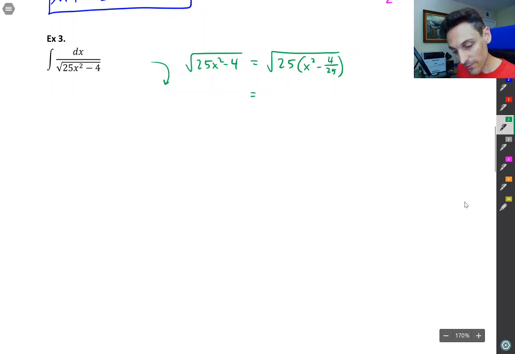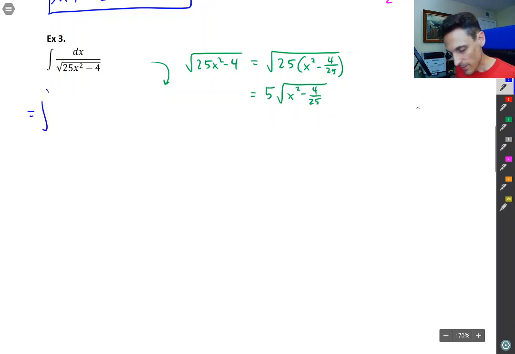Now the square root of 25 is 5, so that can come out of the radical, but the rest of it's stuck inside. And that's okay, because now we've got it in the form x squared minus 4 over 25 inside the radical, and we can deal with that trig substitution now.